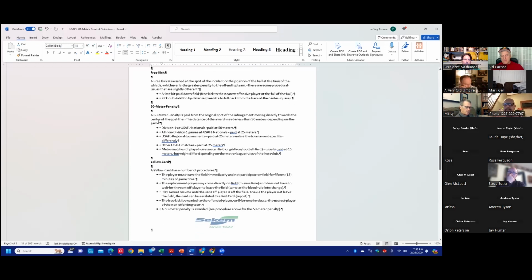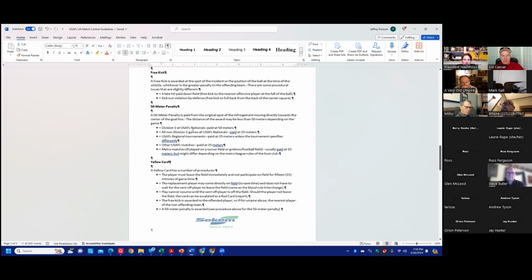All right, 50-meter penalty. I'll do that, and then we'll pause and jump into the last one for the cards. It is paid from the original spot of the infringement, moving directly towards the center of the goal line. So you don't go parallel downfield unless you happen to be exactly on the midline. The distance may be 50 or 25 or 15, as we discussed earlier.